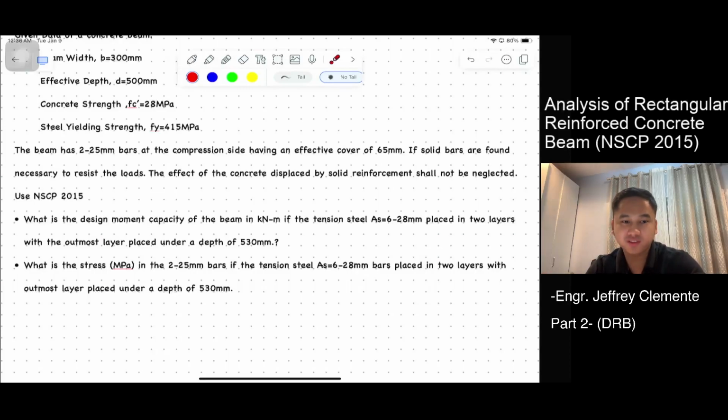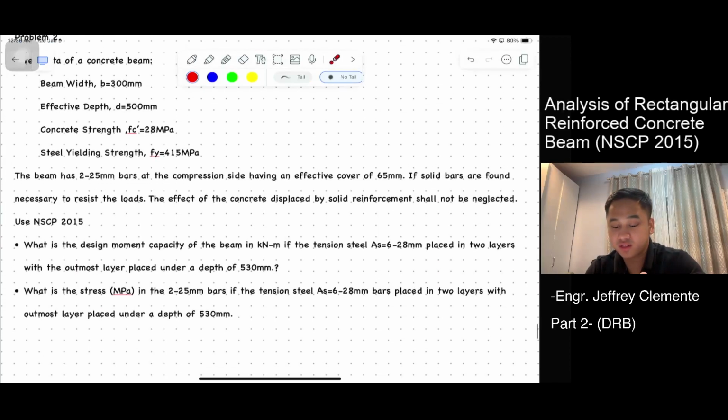Second question, what's the stress in MPa in the two 25 mm bars if the tension steel As is placed in two layers with outmost layer placed under the depth of 530 mm? So these are the questions and the answer. So how do you solve it?